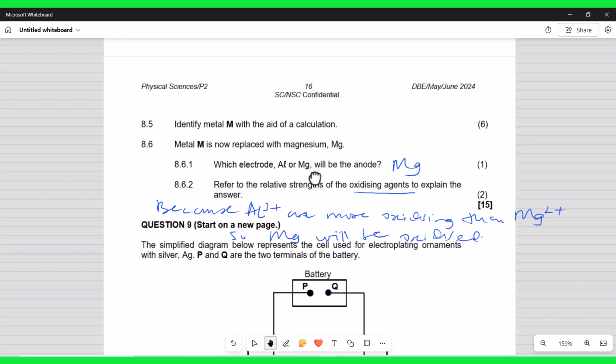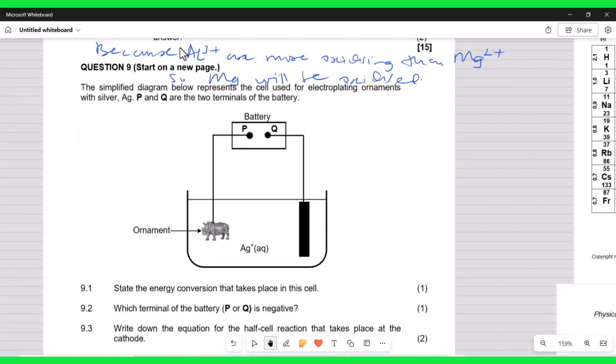Okay, question 9. Yes, question 9, May, June 2024. The simplified diagram below represents the cell used for electroplating ornaments with the silver. P and Q are the two terminals of the battery, okay? This is the ornament here, this is the silver electrolyte here. State the energy conversion that takes place in this cell. Now, because we are using electricity to get the chemicals to put on the ornament, it's going to be from electrical energy to chemical energy.